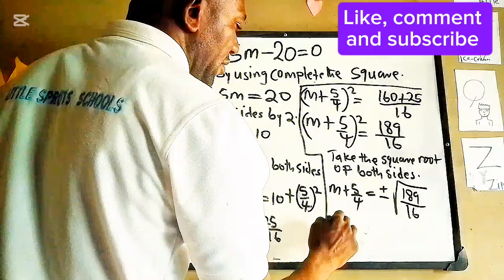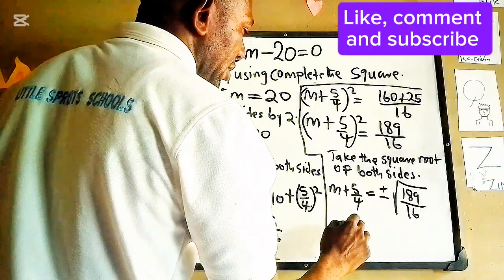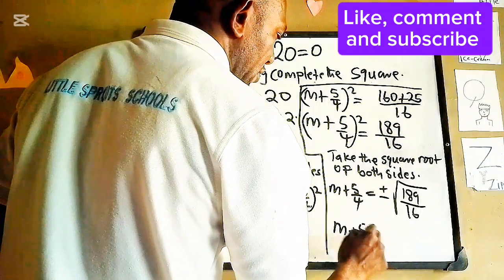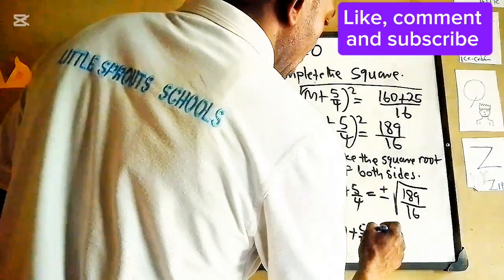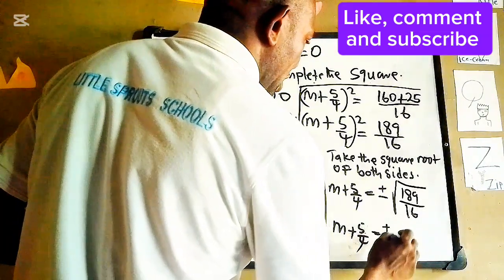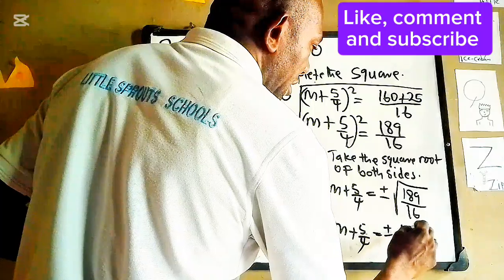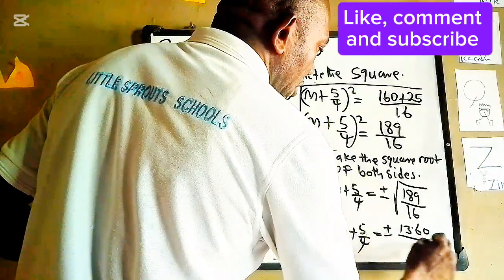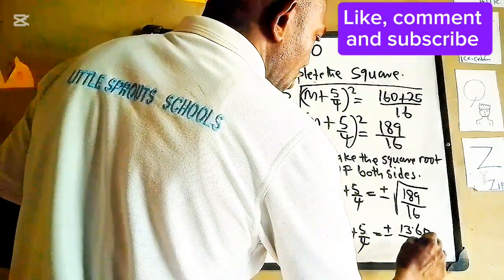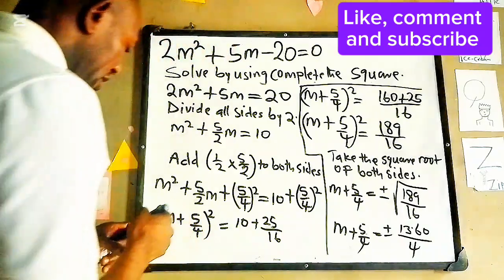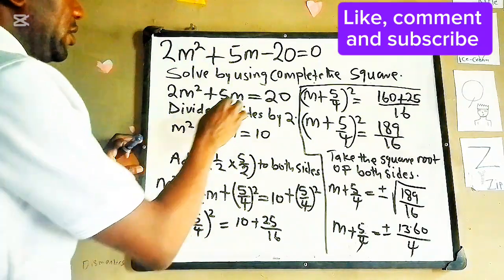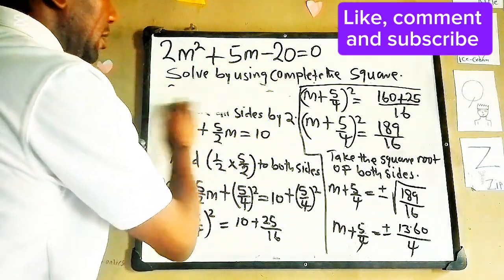At the end we have m plus 5 over 4. Okay, we have plus or minus the square root of 189, which is 13.60, all over 4. The square root of 16 is 4. Let me cancel from here so that we can have some space.